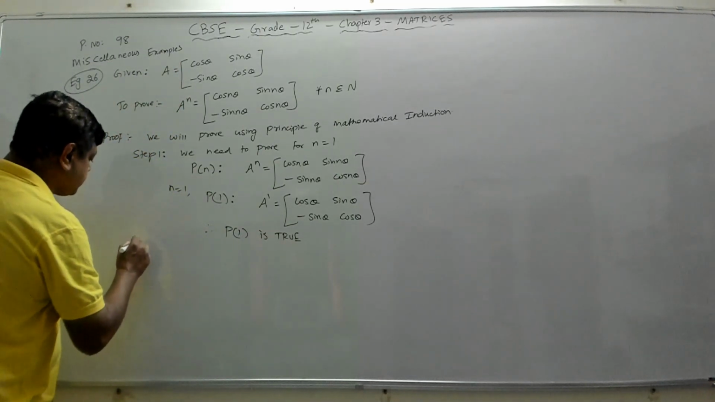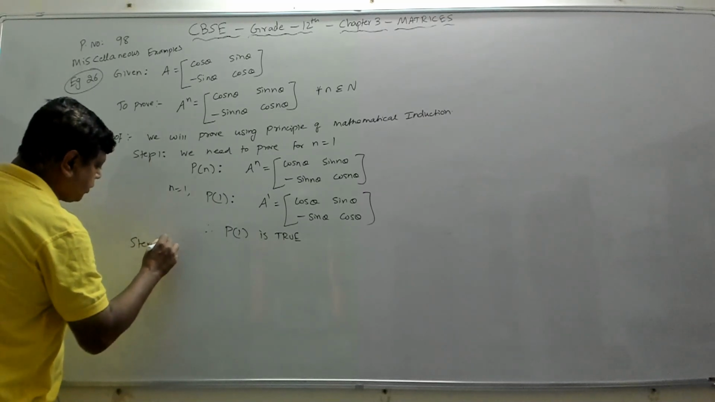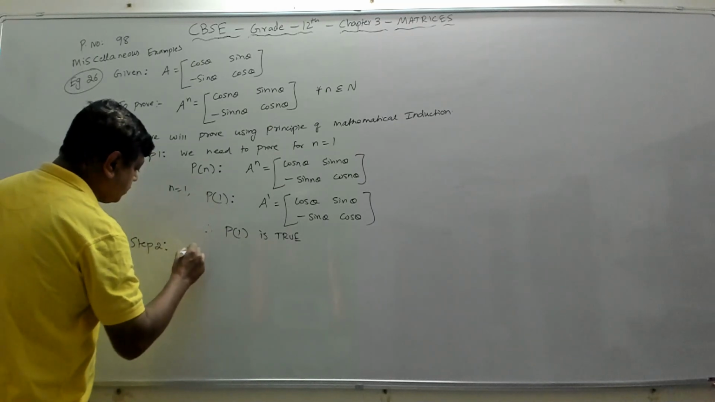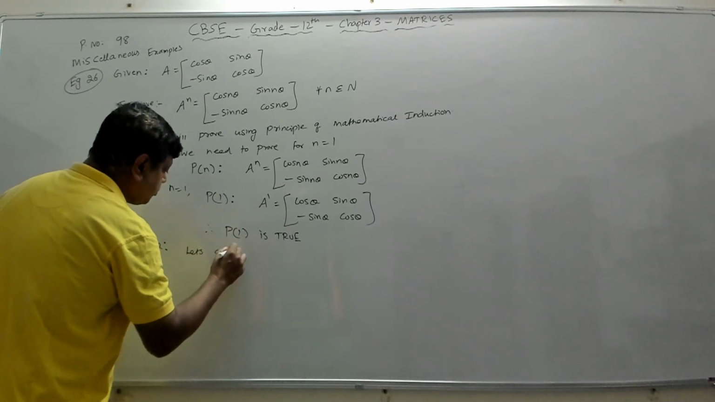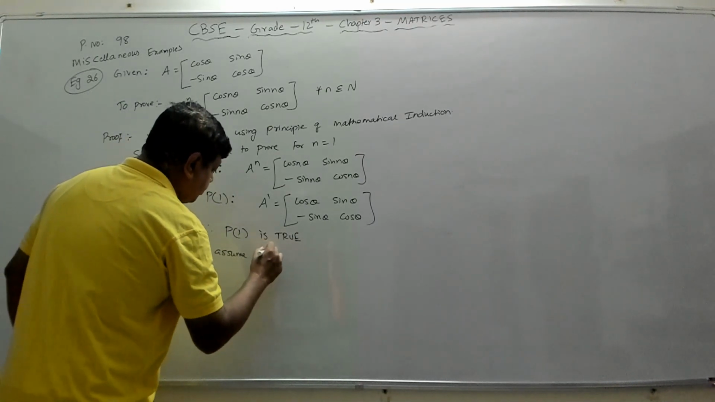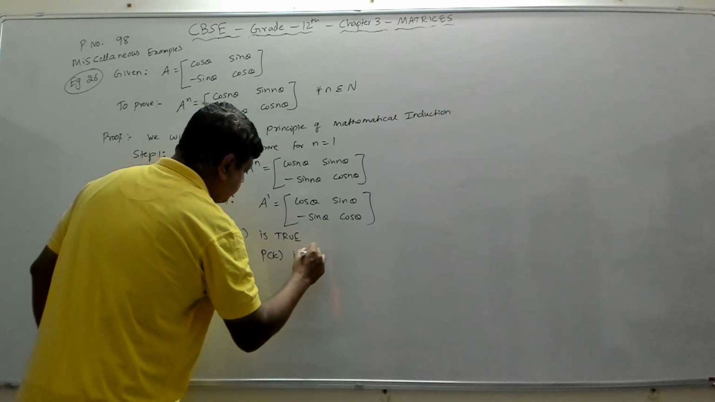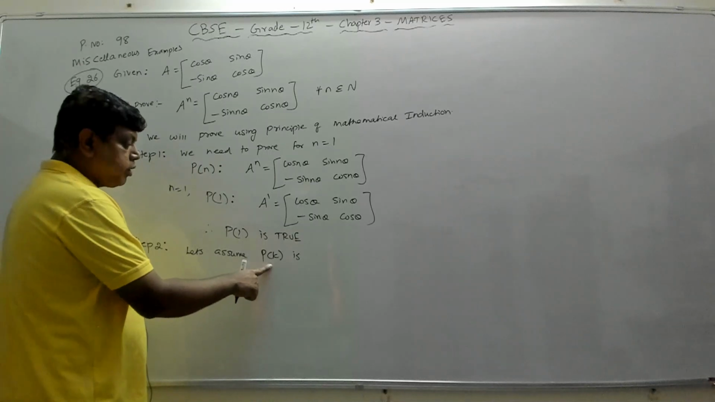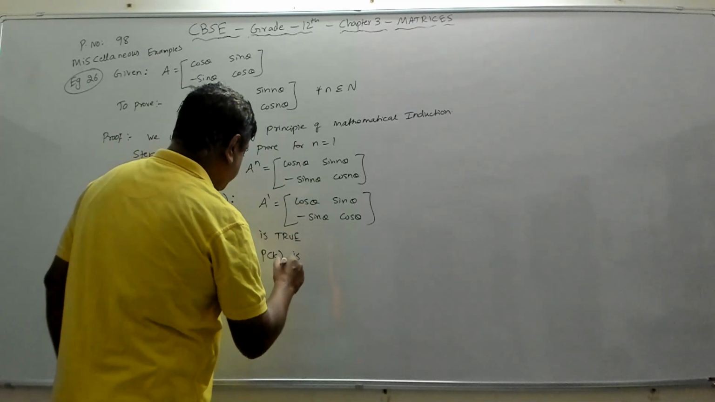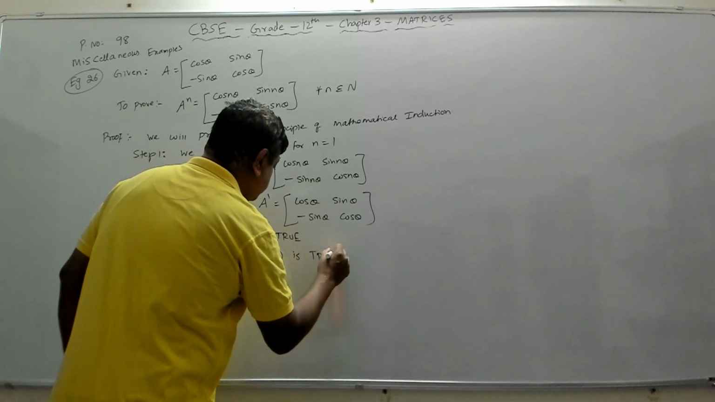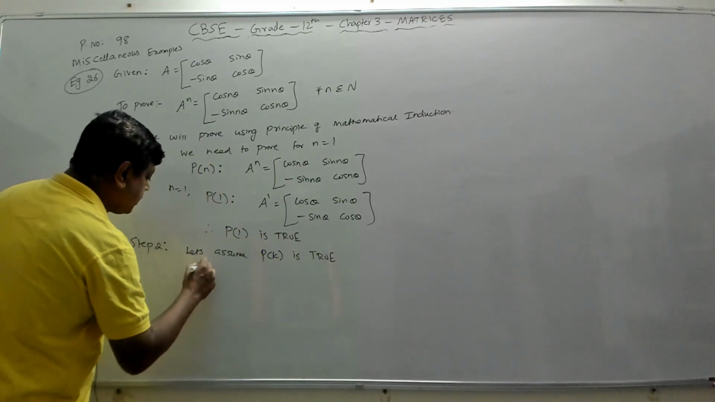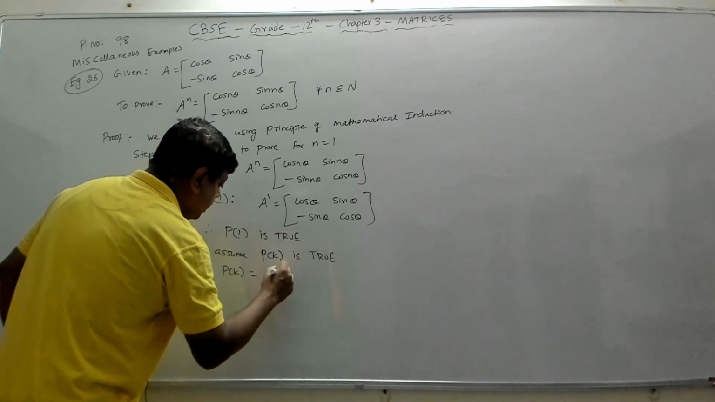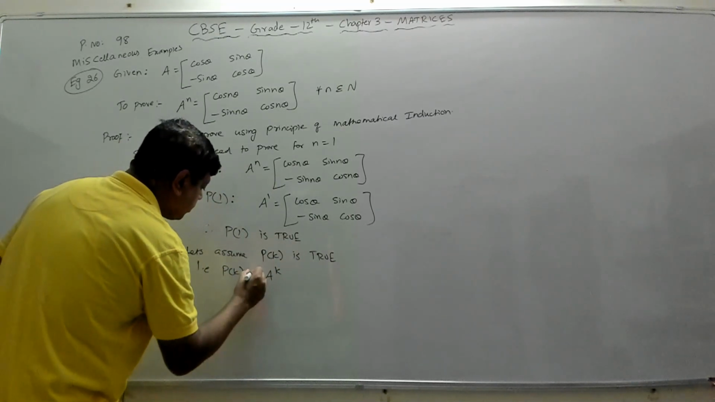Step 2 is, let's assume P of k is true. P of k means when n equal to k, we have to put n is equal to k. Let's assume P of k is true. What is P of k? That is P of k: A power k.